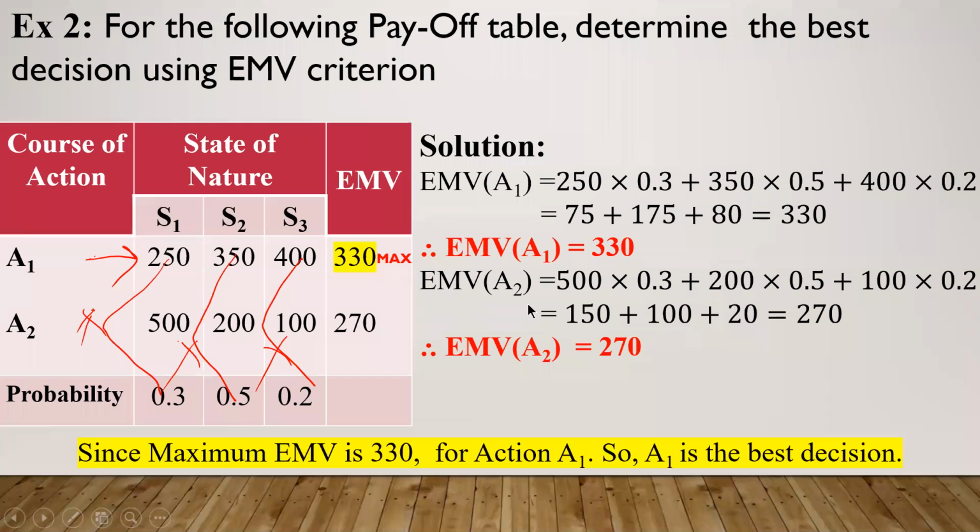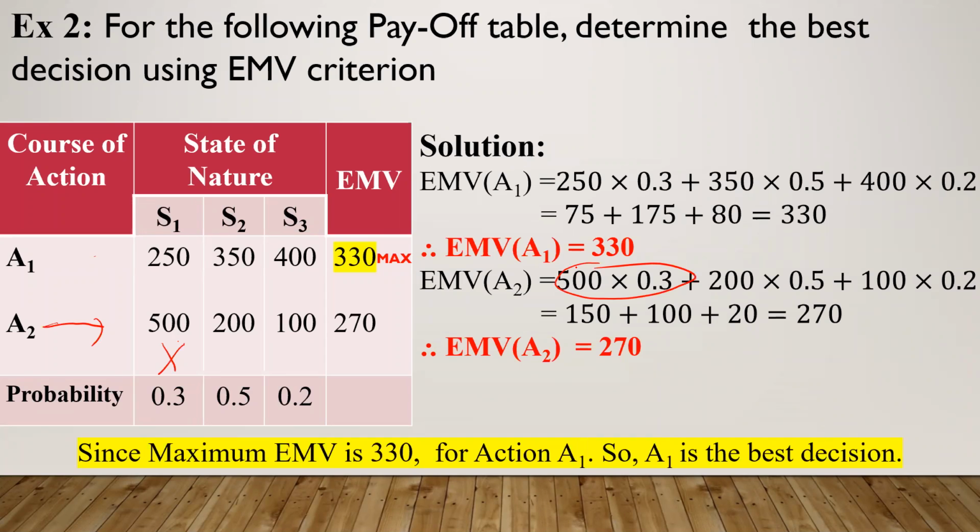Okay. Similarly, find out EMV of A2, in the same way. So for finding the EMV again, what will you do? You will take the sum of the products of payoff and the probabilities. So where is your A2? A2 is here. What are the payoff values? 500. So 500 into 0.3, this is what I have written here. Plus 200 into 0.5, it is written here. Plus 100 into 0.2. So 500 into 0.3 is 150, 200 into 0.5 is 100 and 100 into 0.2 is 20. Then add them. You will get 270. So EMV of A2 is 270.